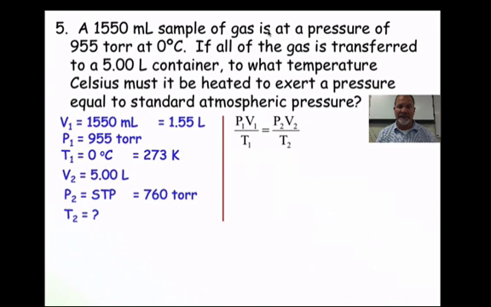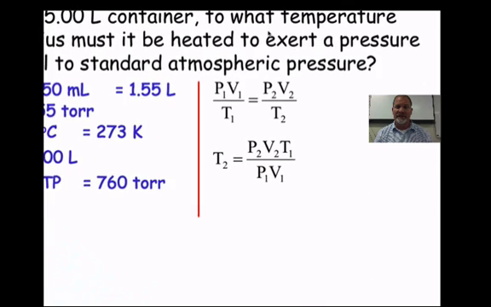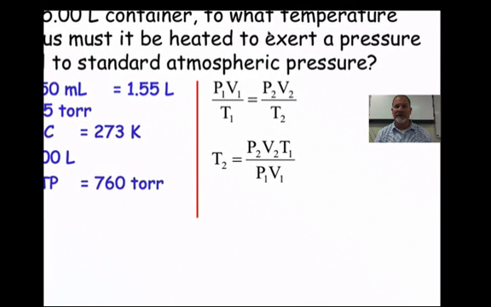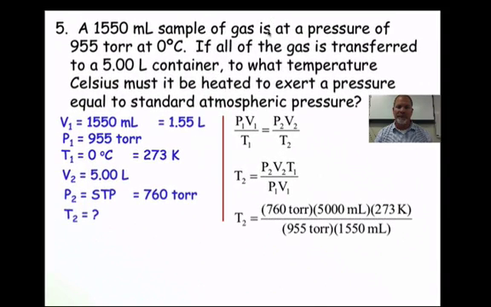It's a combined gas law. I always solve for my unknown variable T2, again cross multiplying, making it linear, isolating the unknown variable, however you get there. So T2 equals P2 times V2 times T1 divided by P1 divided by V1. So we plug that in the calculator. Again, torr cancel out, milliliters cancel out.